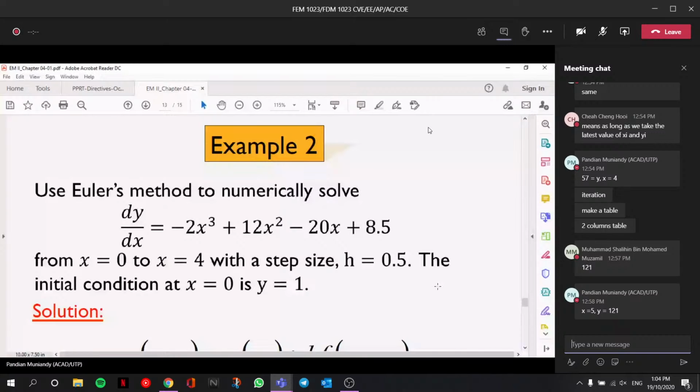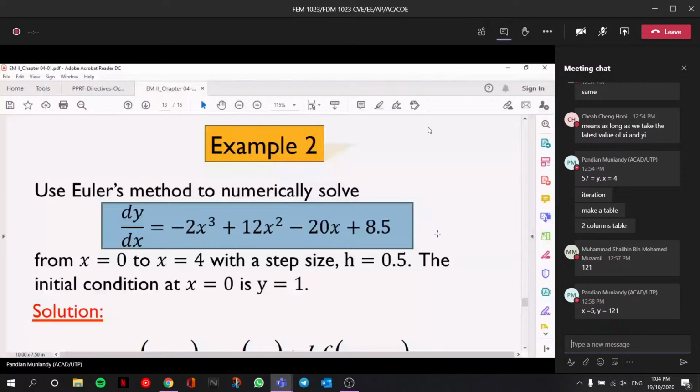Use Euler method to solve this differential equation. You see, it's a very long one, but we try. But I cannot give you a full solution. I can go one step ahead.